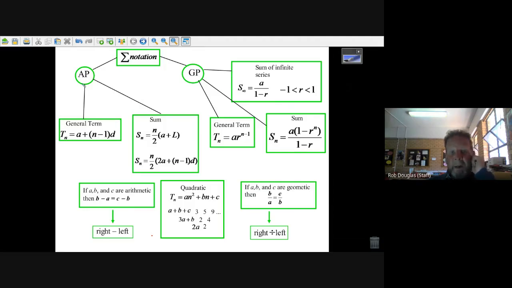You need to know that arithmetic progressions have a common difference. They're going up or down by the same amount, but the geometric progressions are getting multiplied. The different terms are getting multiplied by a term called a common ratio. Now, when you say the series, it means you're adding together the different terms in the sequence.